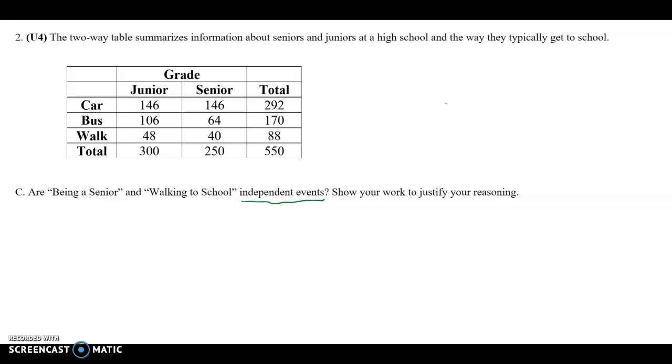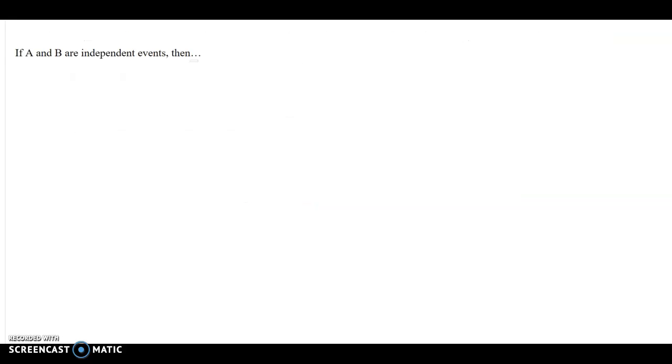All right, independent events. Let's review how to do this, and then we'll dig into the problem a little bit. If A and B are independent events, and this is from page 369 in your book, then the probability of B given A equals the probability of B. What that's saying is, it doesn't matter if A happens or not, the probability that B happens is going to be the same. So that's the test for independence.